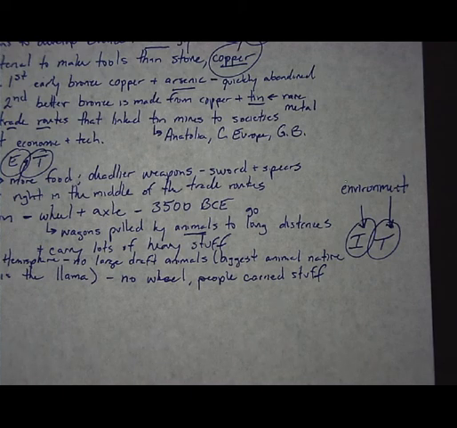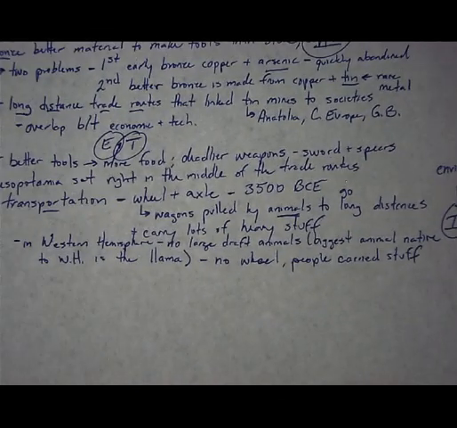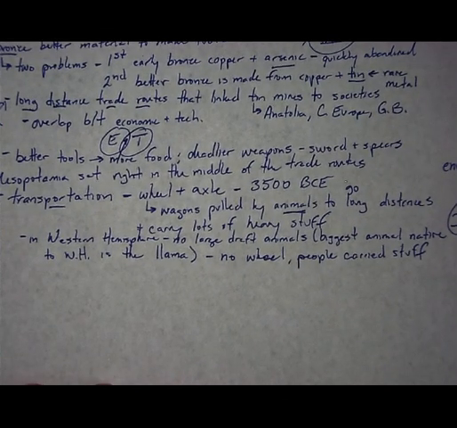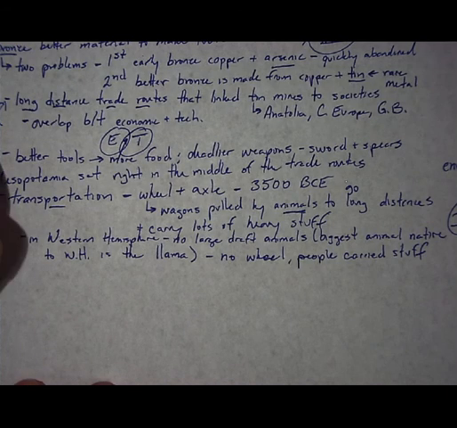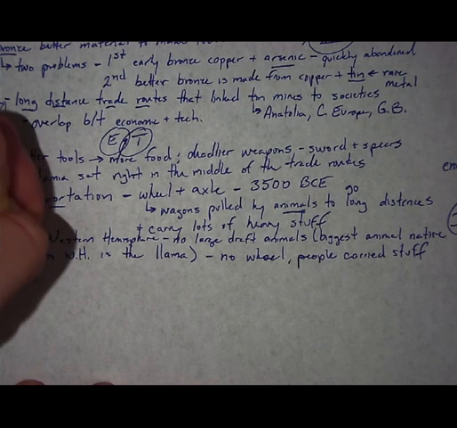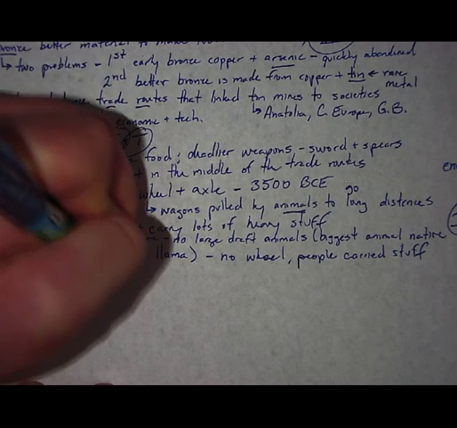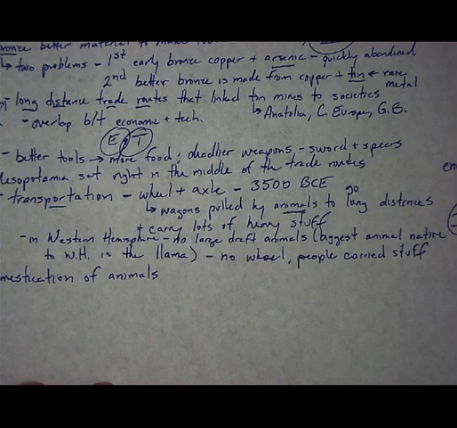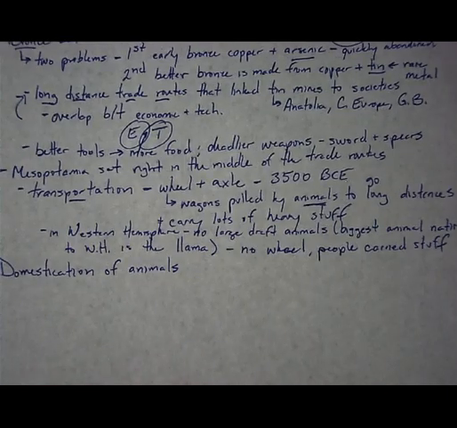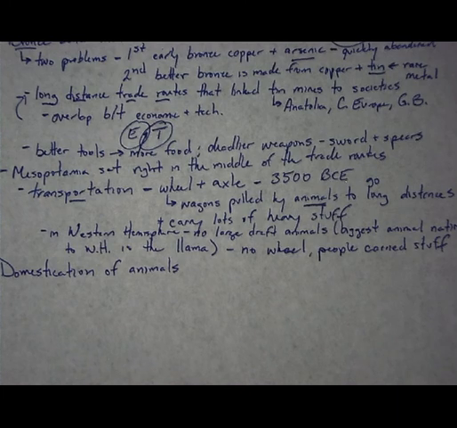And we'll go into one more area of technology, and that is the domestication of animals. You might not necessarily think about the domestication of animals as a technology, but this is one of those things that kind of falls into a new idea or a new skill and is useful to humans. So the domestication of animals.